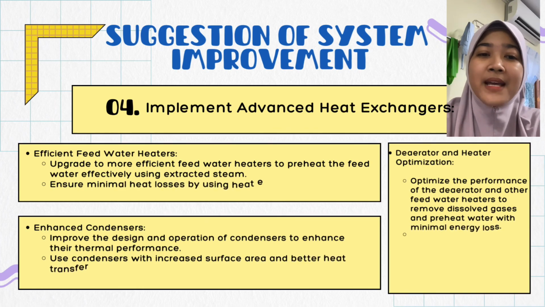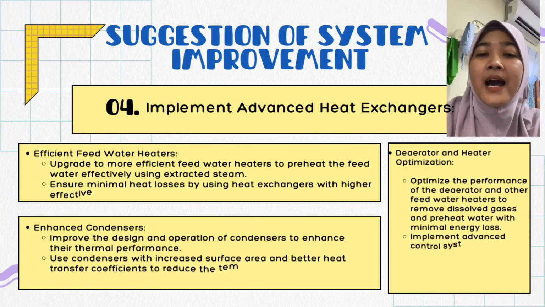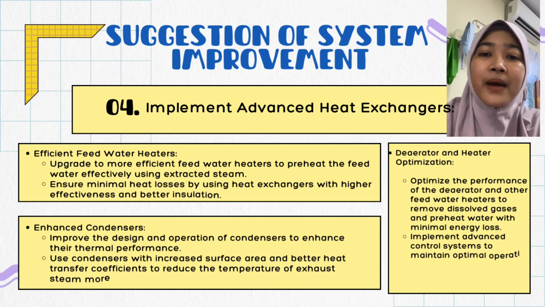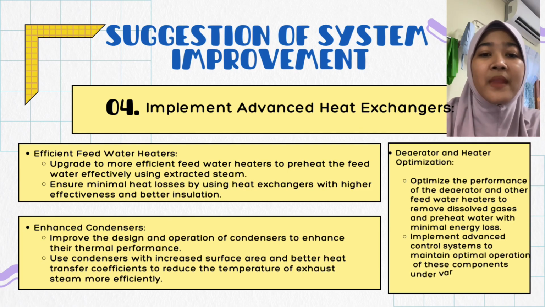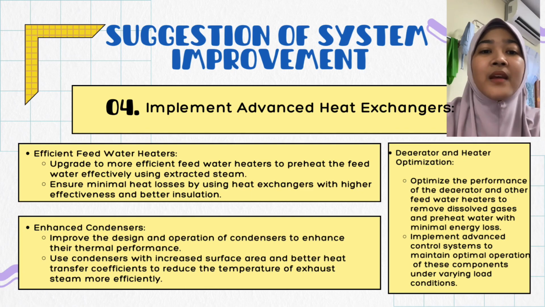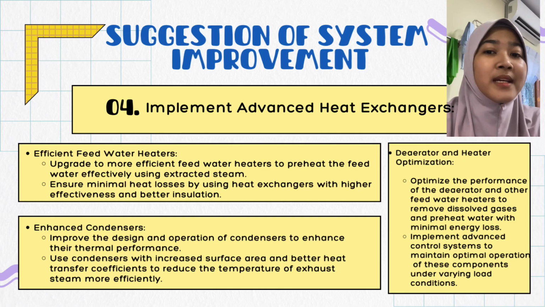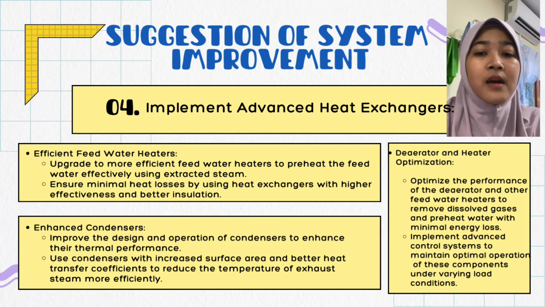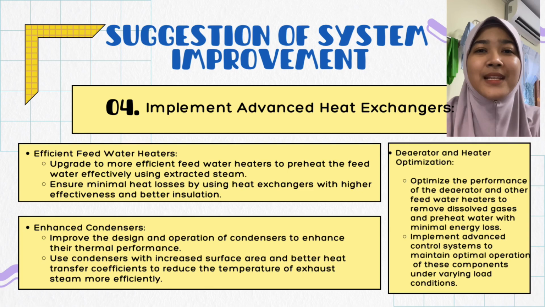My point is suggestions of system improvement. First, optimize extraction pressure. For the high pressure turbine stage, determine the optimal extraction. For the intermediate and low pressure turbine stages, evaluate and adjust the extraction pressure. Second, adjust boiler exit steam temperature: increase steam temperature, raise the boiler exit steam temperature. Material consideration: ensure that the material used in the boiler is suitable.